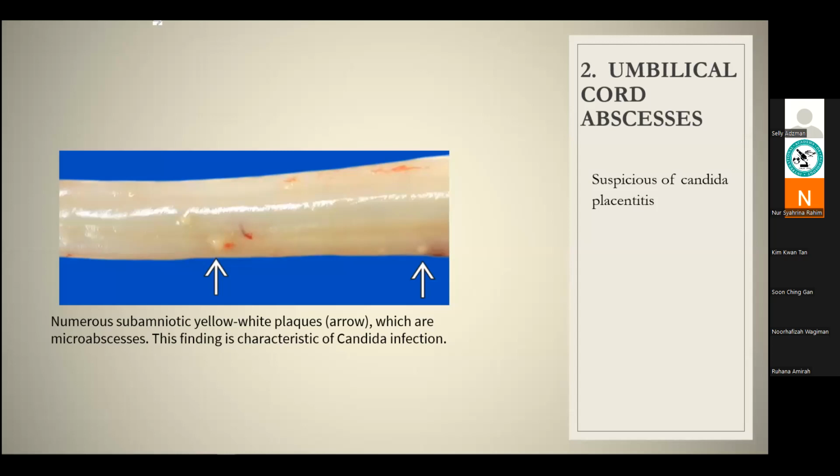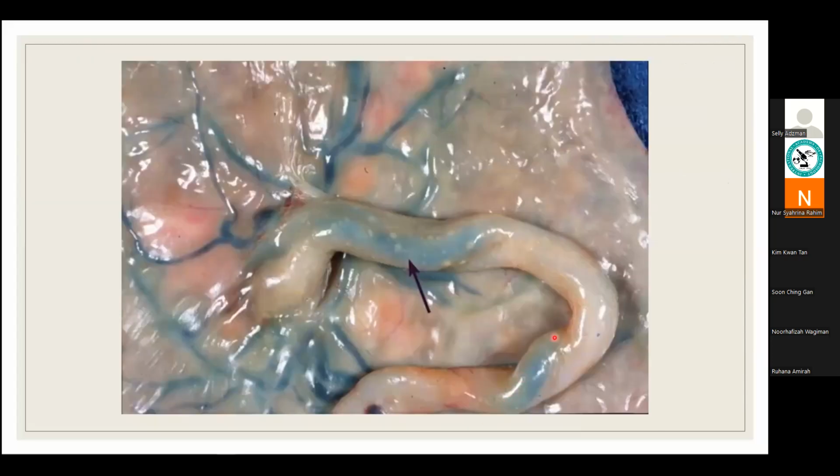The second lesion is the umbilical cord abscess. Usually it will be pinpoint, so you should look very carefully. It can be numerous yellow-white plaques like this. This is very characteristic of Candida infection. This is another view, near the cord insertion. You can see all these small foci of white. This is Candida.